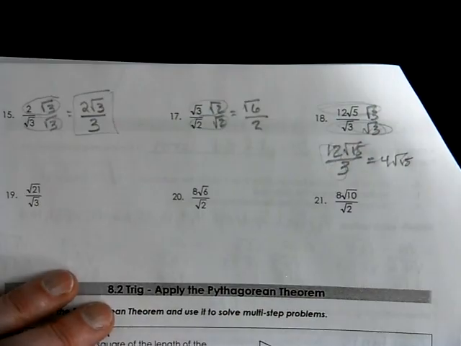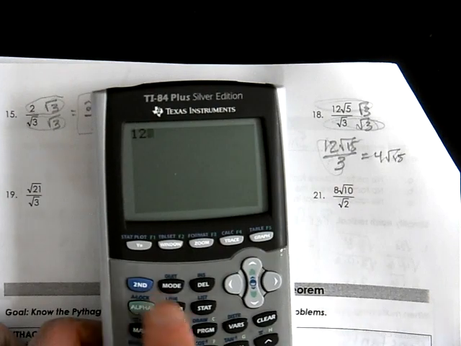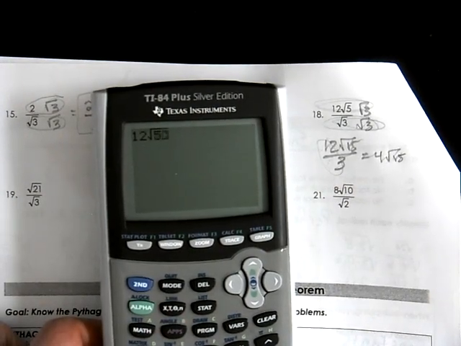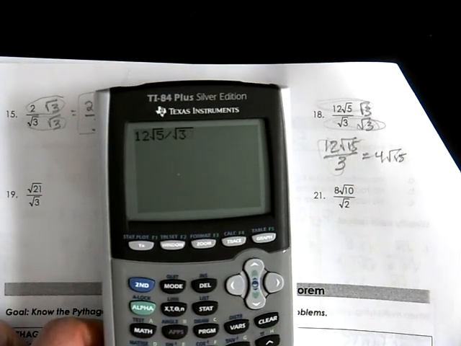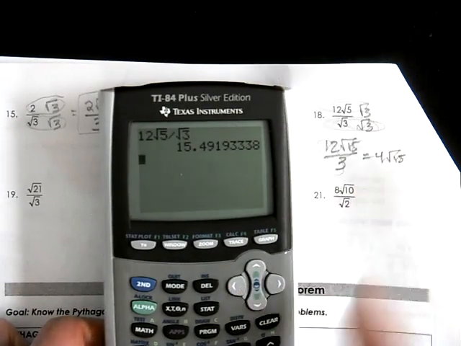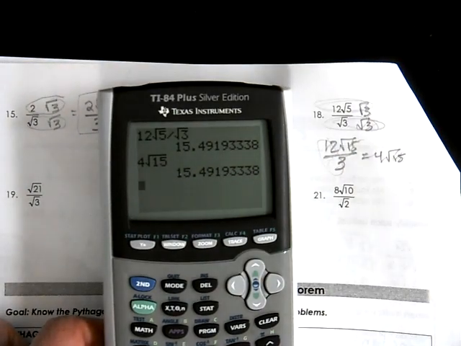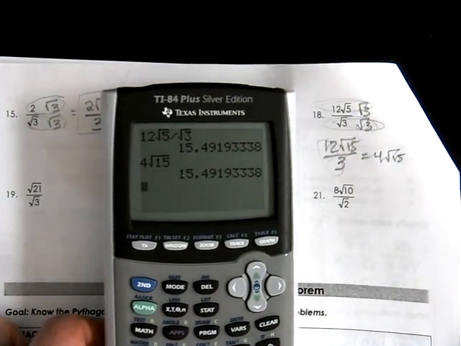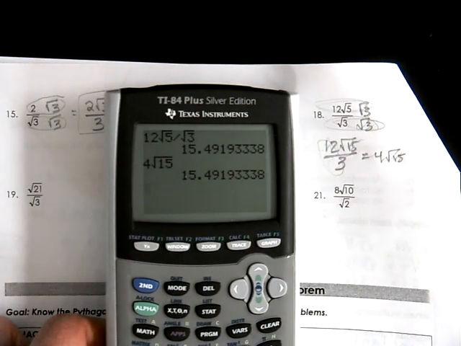And if you want to check your work, you could check your work by saying 12 times the square root of 5 divided by the square root of 3. That would give me some crazy decimal. And then I can take my final answer and see if I get the same exact decimal. So you can check your work to see if your simplifying is correct. It doesn't do it for you, and you definitely don't write the decimal.